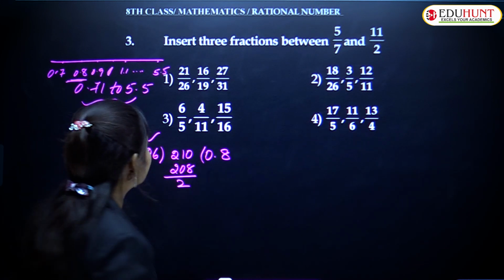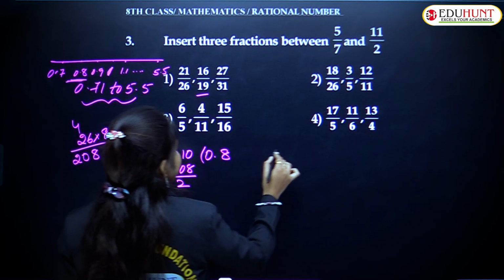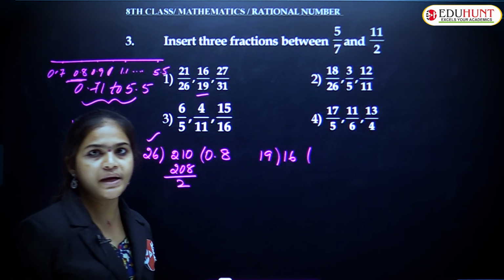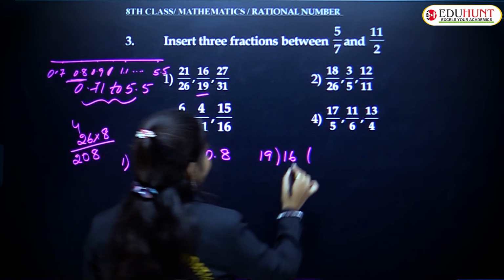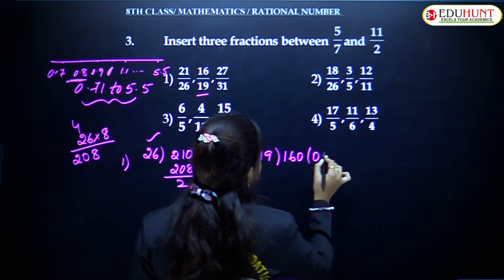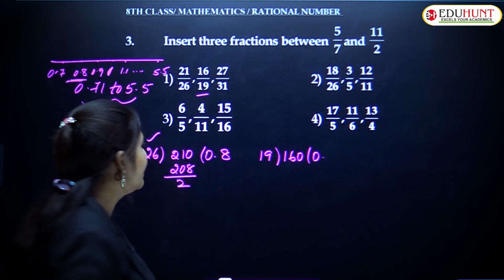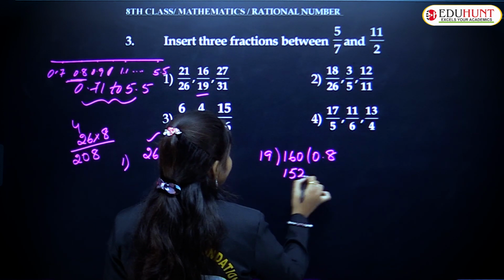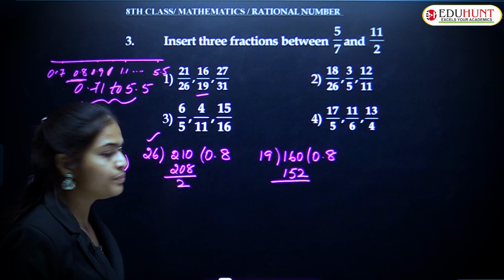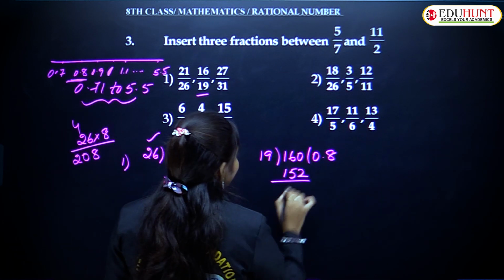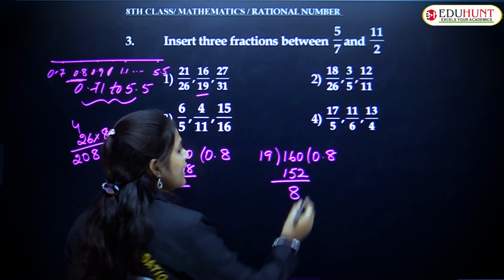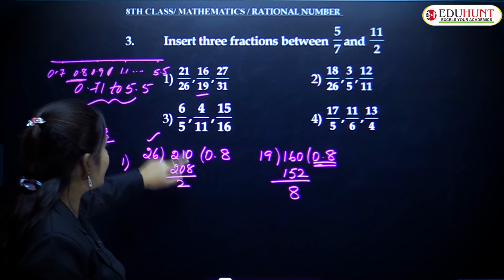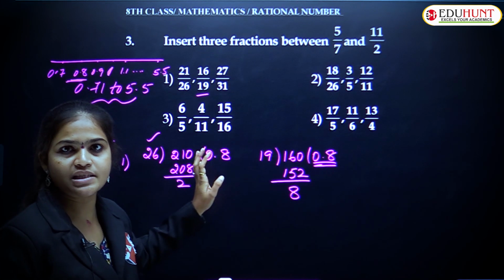Let us check the second number, 16 divided by 19. Keep 0 here and 0 point. Understand? So 19 8s are 152. So here the remainder is 8. Here also we are getting 0.8, which means 0.8 is there, no? So the second number is also satisfying.